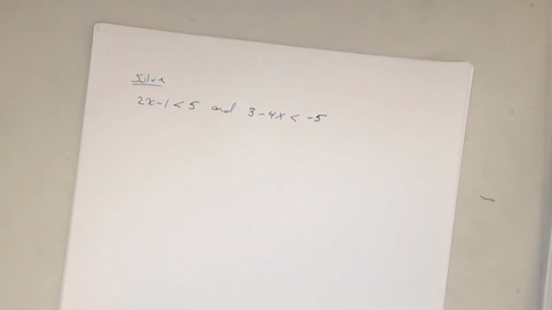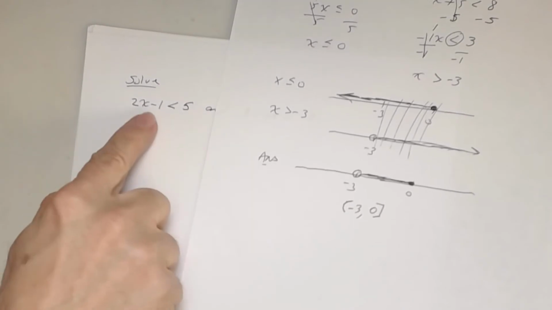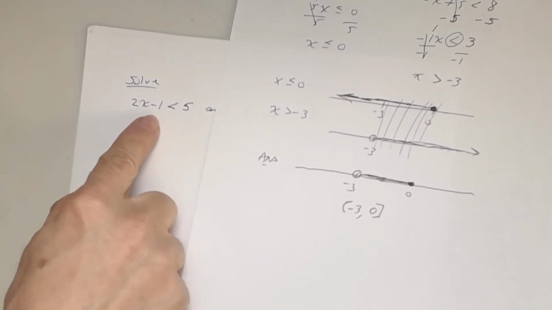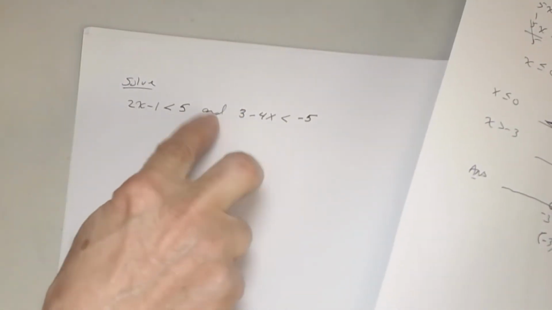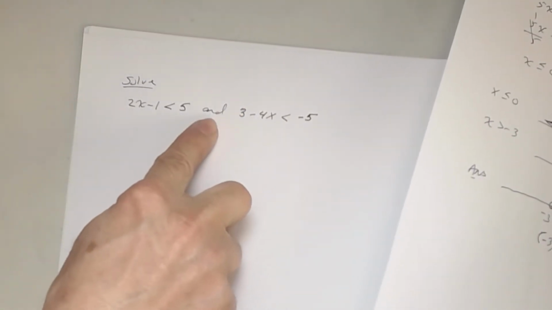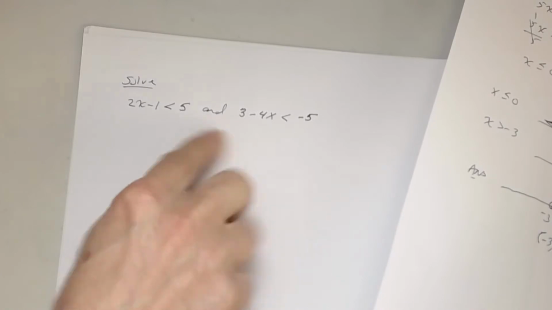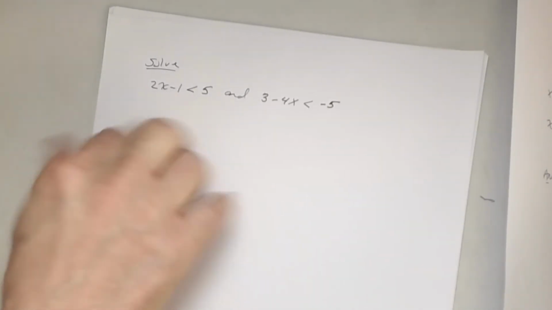Okay, so notice that this is a compound inequality. If all you had was this, that would be called a simple inequality, just one inequality. Here, when you have two inequalities joined by the word and or the word or, it's called a compound inequality. Okay, solve each one individually.